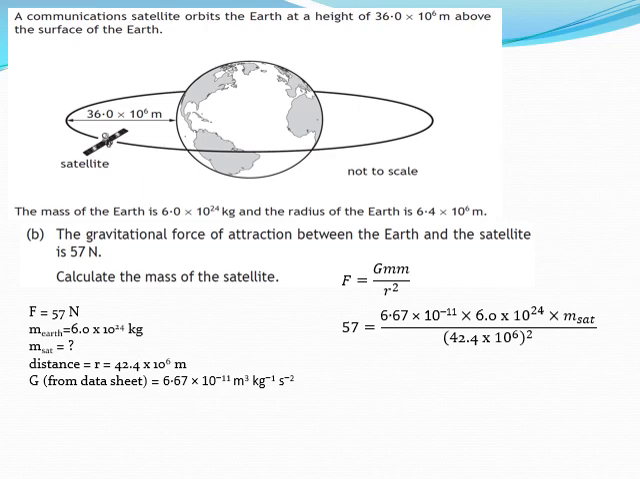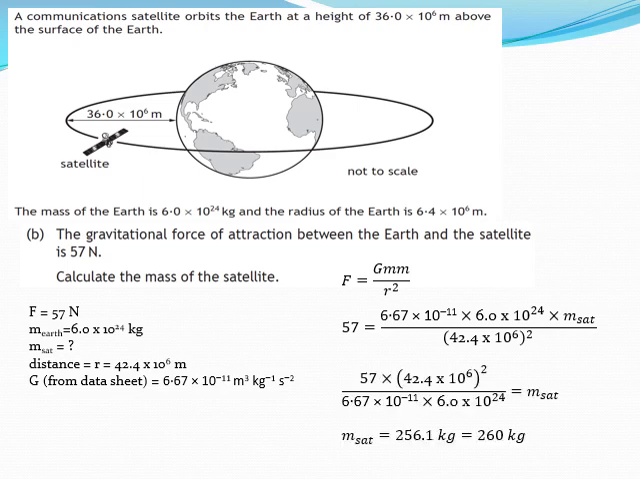Now you can rearrange them with the values as written, or you could multiply out the top term and the bottom term, or you could divide all the top terms by the bottom terms to give a number times m equals 57. Okay, either way you end up with a value of 256.1 kilograms.